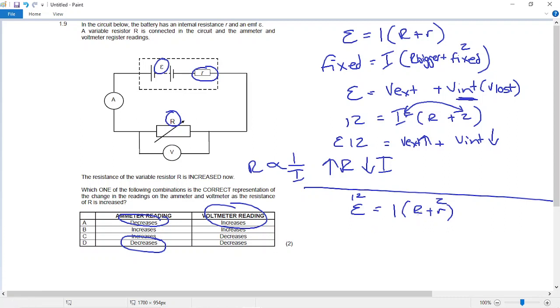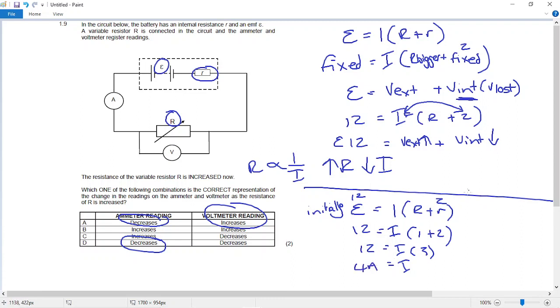What happens if, say initially, my external resistance, I just assign this a random value? This value is 1 and this value is 2. Then in this circuit, 12 is going to be my current times 3. Then here my current is going to be 12 divided by 3, 4 amps.